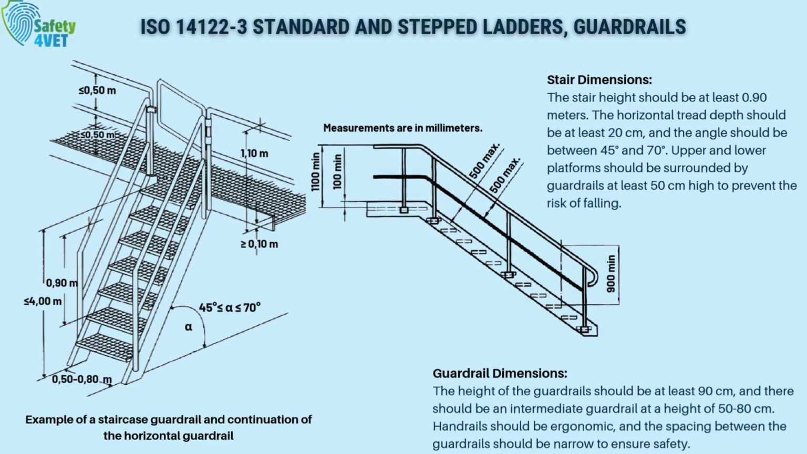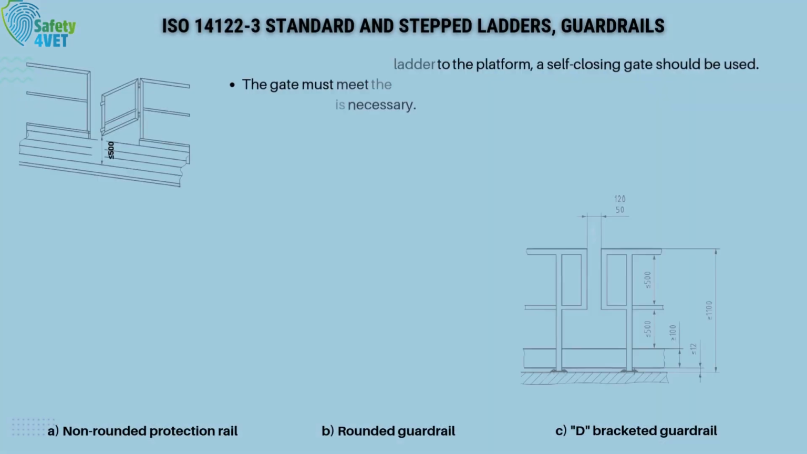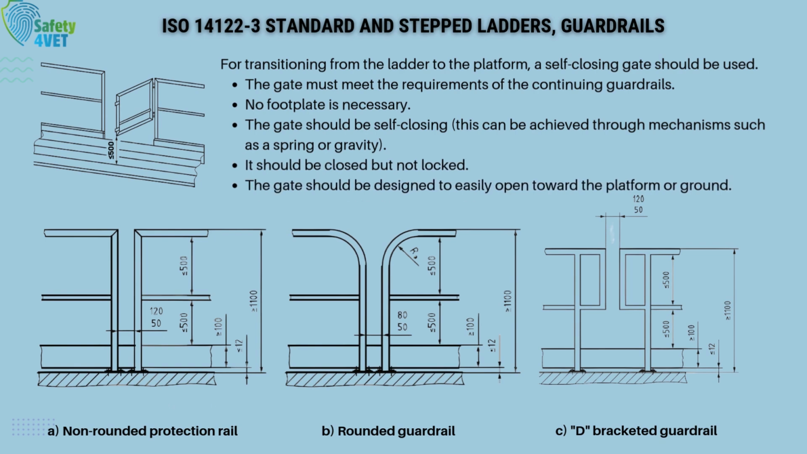The upper and lower platforms must be protected by guardrails. The height of the guardrails should be at least 90 cm, with intermediate guardrails in the middle for additional safety. A self-closing gate should be used when transitioning from the ladder to the platform.